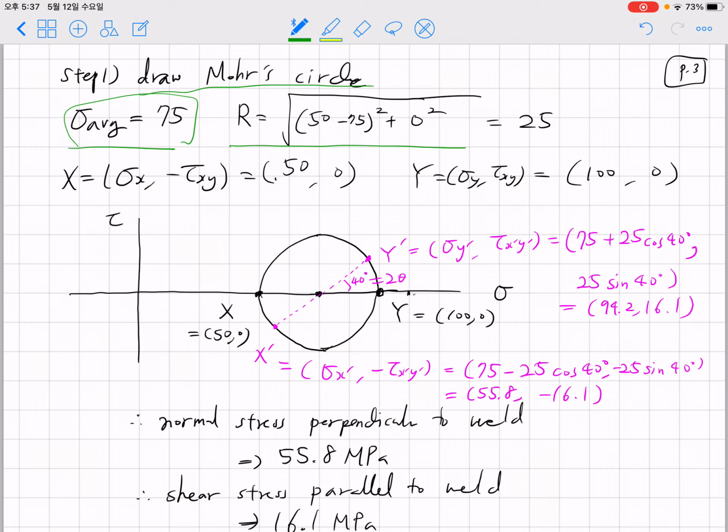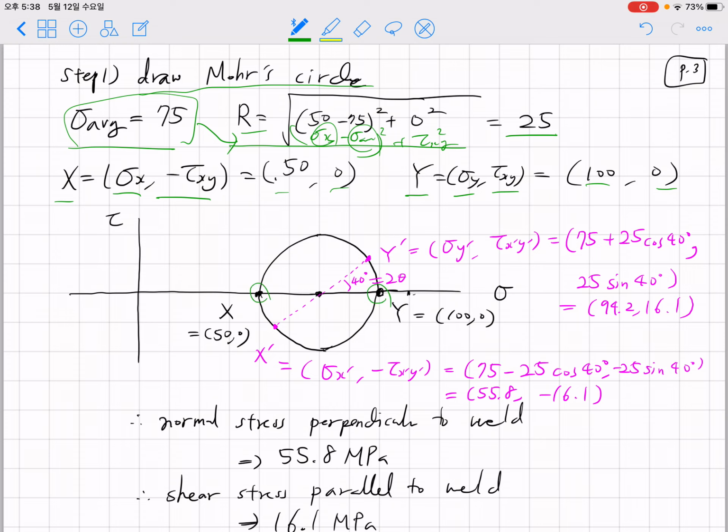And if you compute the radius, which is the square root of sigma x minus sigma average squared plus tau xy squared, here tau xy is 0 according to the xy coordinate system. So you have 50 for sigma x and average is 75 as we just discussed. R becomes 25. Now because x represents sigma x and minus tau xy coordinate, and y represents sigma y and tau xy coordinate, which is 100 and 0 and 50 and 0, we can specify our x point here, our y point here.